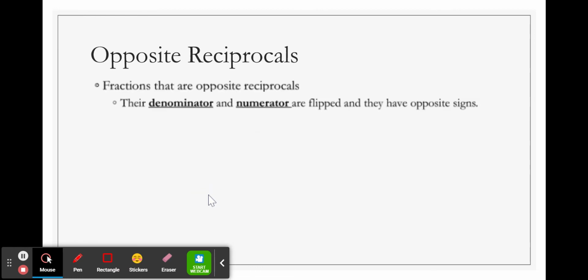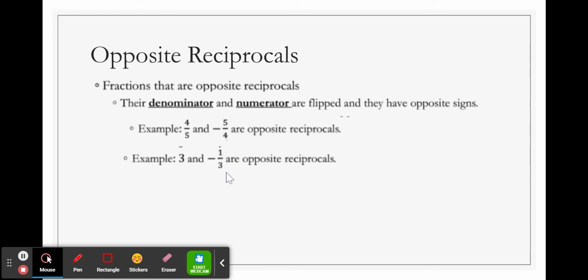Okay, so what are opposite reciprocals? Opposite reciprocals are fractions usually that are flipped. For example, their denominator and numerator are flipped and they have opposite signs. So for example, 4/5 and -5/4 are opposite reciprocals. And 3 and -1/3 are opposite reciprocals of each other.